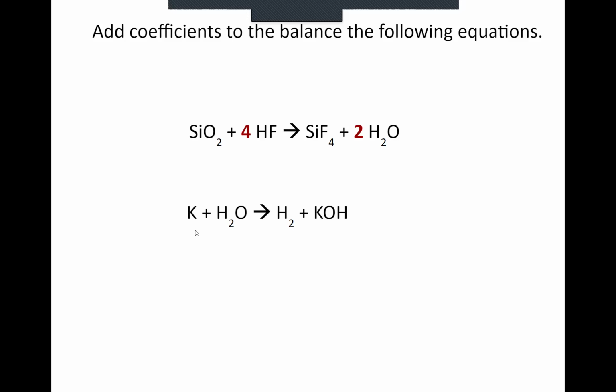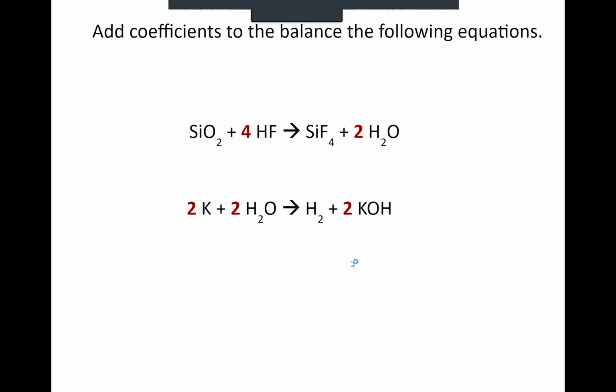Let's take a look at the one on the bottom. K plus H2O yields H2 and KOH. There's 1 K on either side. There's 2 hydrogens on the left. Notice that hydrogen appears in 2 places on the right side of the equation, both in H2 and there's another H within KOH. So there's 3 hydrogens on the right side. There's 1 oxygen on the left and 1 oxygen on the right. So our hydrogens are out of balance, and we need to do something about that.